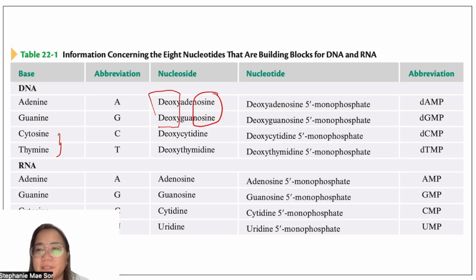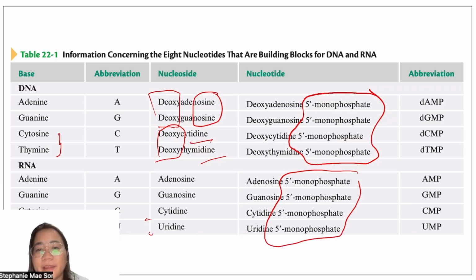If it's a ribose, then walang prefix. If it's a deoxyribose, then you put the prefix deoxy. And then, if nagkaroon na siya ng phosphate group, you append 5' monophosphate pag isa lang, diphosphate pag dalawa, triphosphate pag tatlo. Okay? Next.